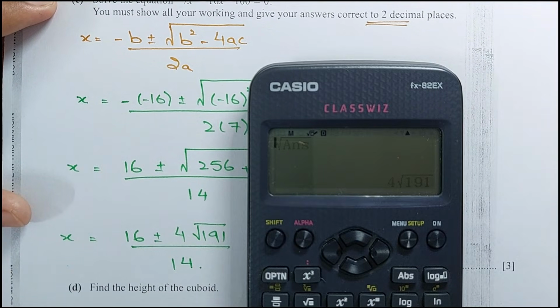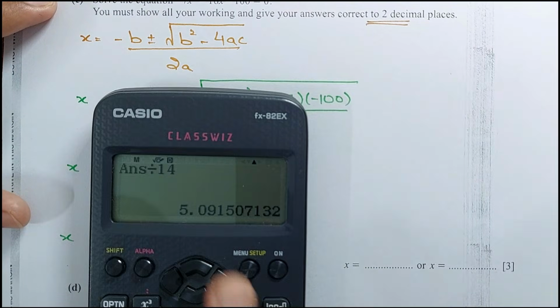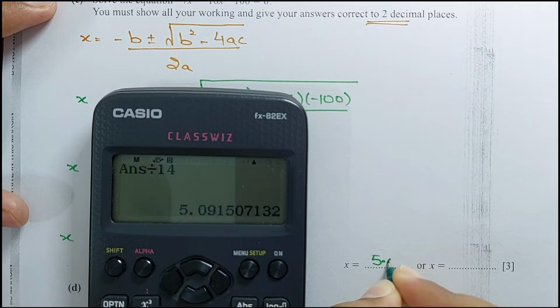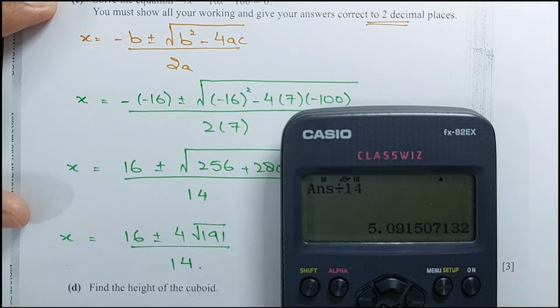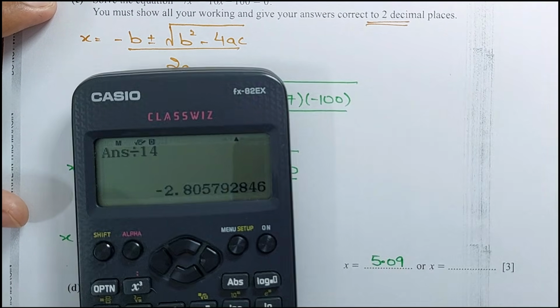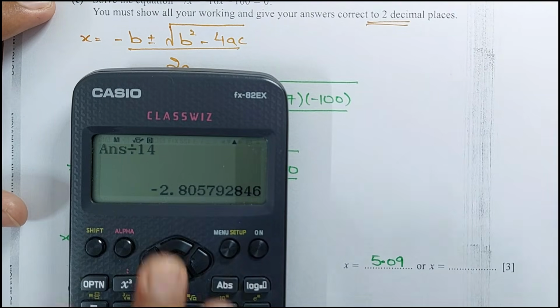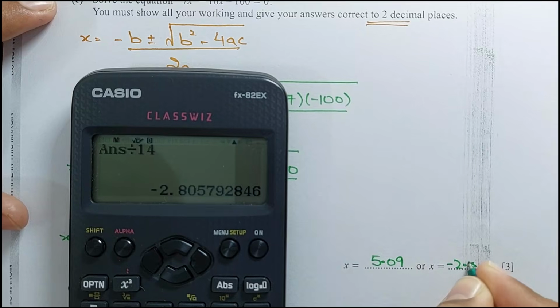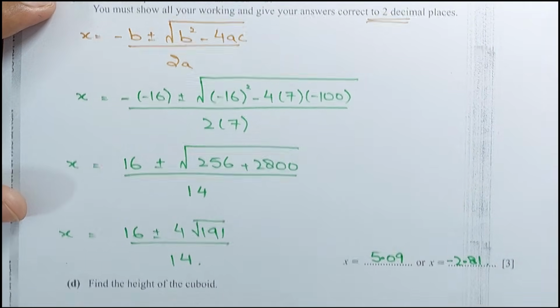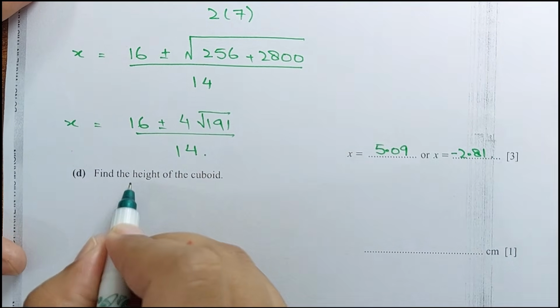Now the first solution is 16 plus 4 square root of 191 divided by 14. The first solution is 5.09 to 2 decimal places. And the next solution is 16 minus 4 root 191 divided by 14. This solution is minus 2.805, so you can round it to minus 2.81. Okay. Now for part D, find the height of the cuboid.